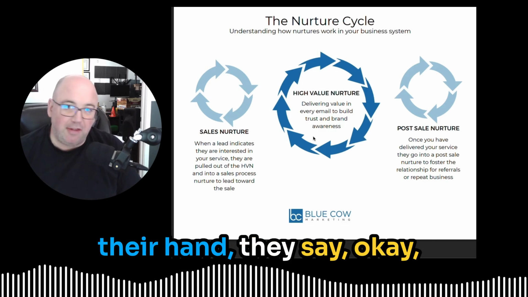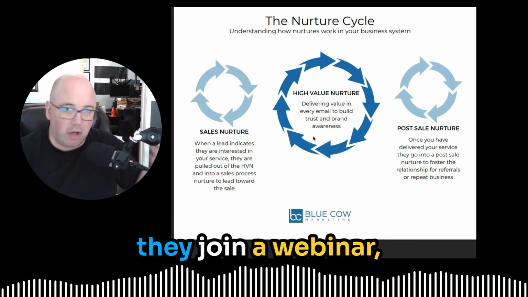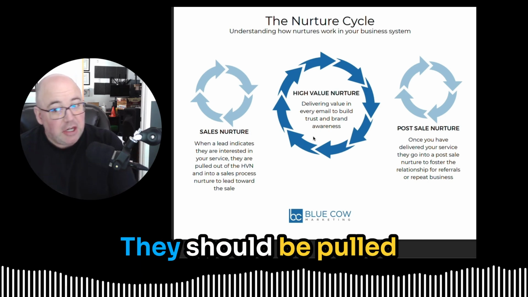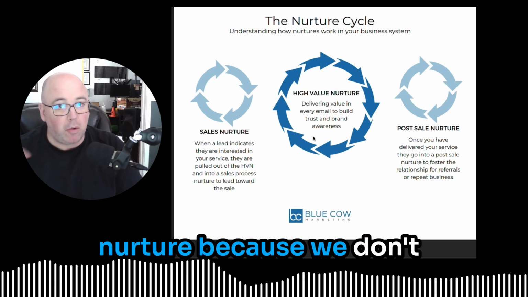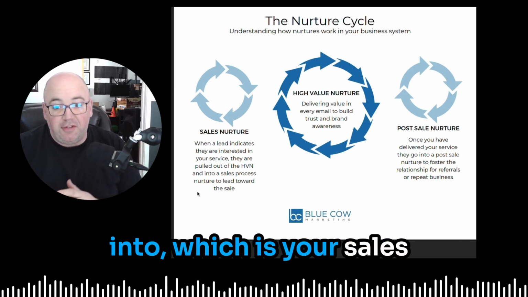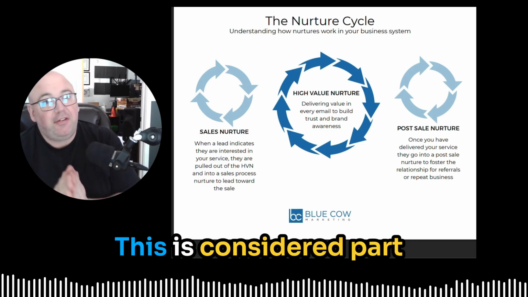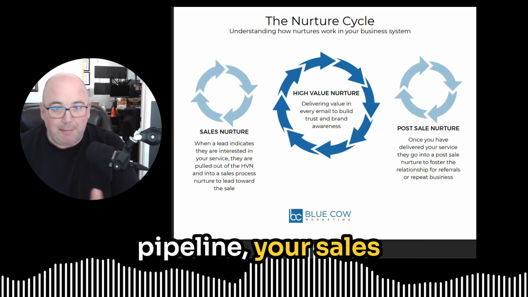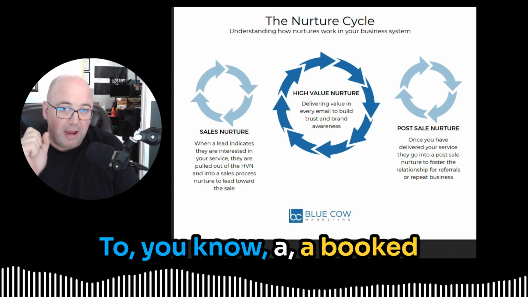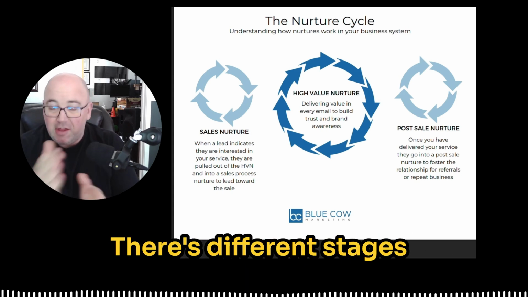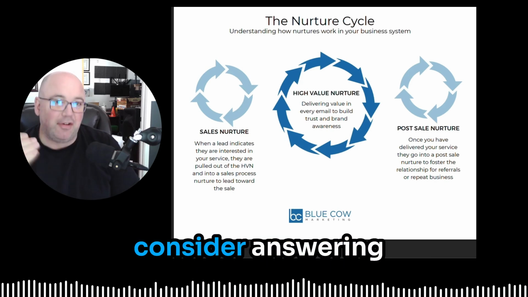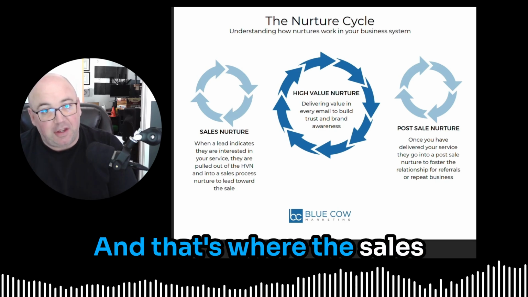Now, somebody raises their hand. They reply to an email, they book a consult, they join a webinar, whatever that is. When they go from a prospect to an active lead, they should be pulled out of this high value nurture because we don't want to dilute or cloud or distract them from what they're entering into, which is your sales nurture, which you see here on the left-hand side. This is considered part of your opportunity pipeline, your sales funnel, whatever you want to call it. So when they go from a lead to a booked consult to maybe you're doing a proposal, there's different stages that they go through and different questions they have in their head that you need to consider answering proactively. And that's where the sales nurture comes in.